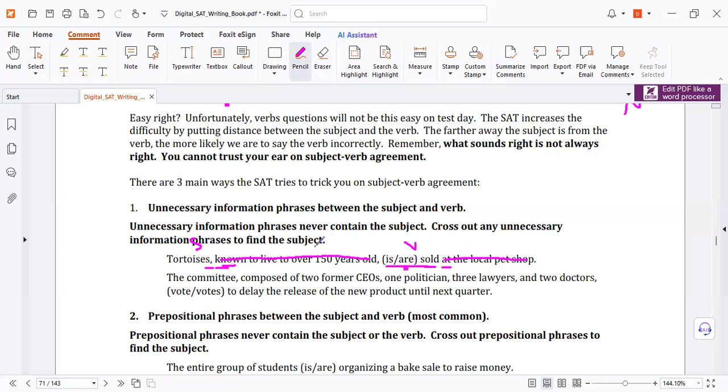Past participle phrase. Again, the structure can help you. Subject, comma, information, comma, verb, full stop, correct. So the commas tell you the beginning and the end of the phrase to know quickly the subject. Another way to know the subject, but which is very difficult, is to ask yourself through content: who or what is or are sold? Tortoises. But what if the content of the sentence is hard? You will not know it.